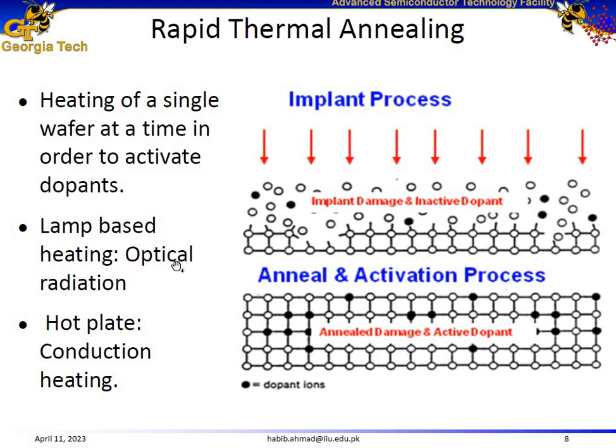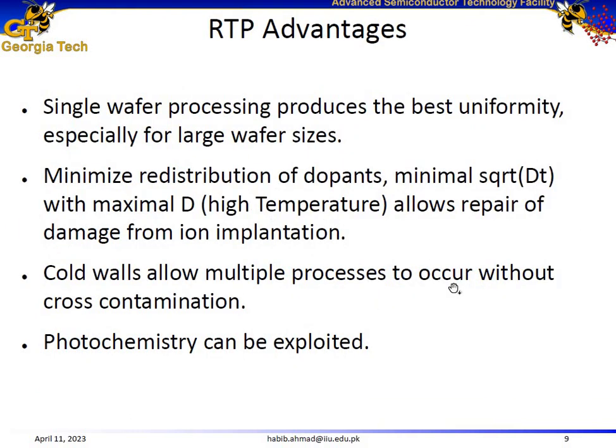Now, as already told, this heating could be achieved either by using a lamp, via optical radiation, or by using a hot plate via conduction heating. And there is another kind of heating, called convection. We are going to talk about that in the upcoming slides.